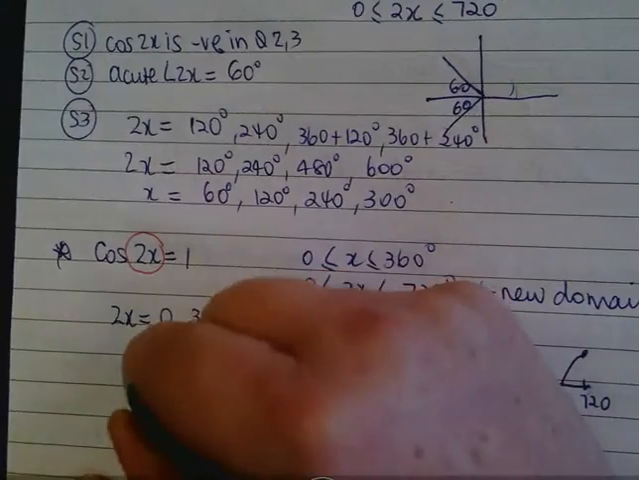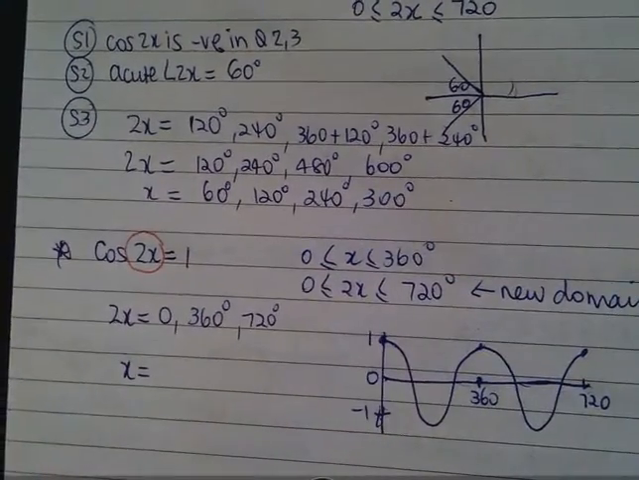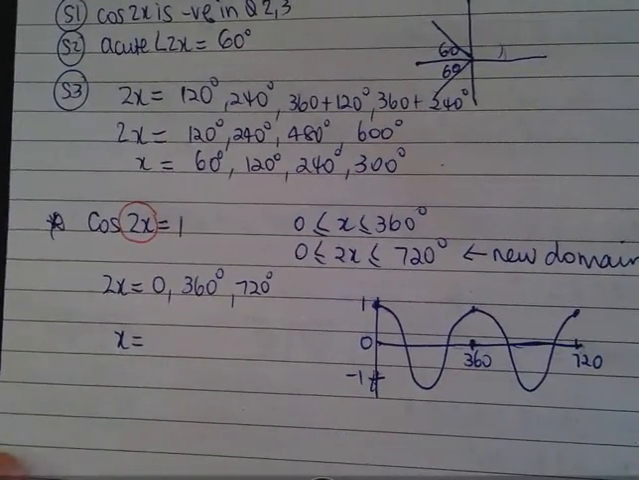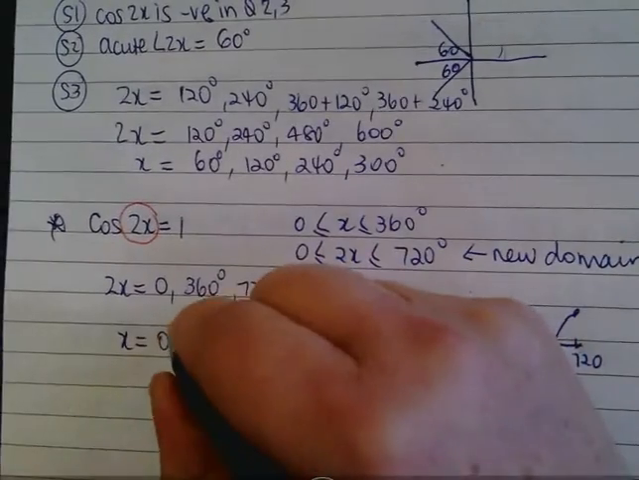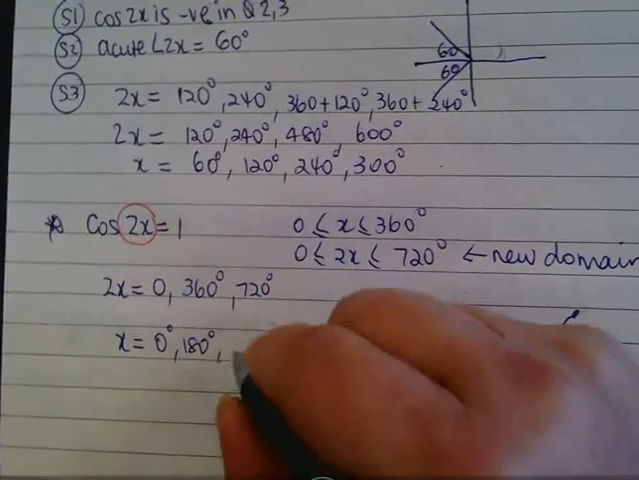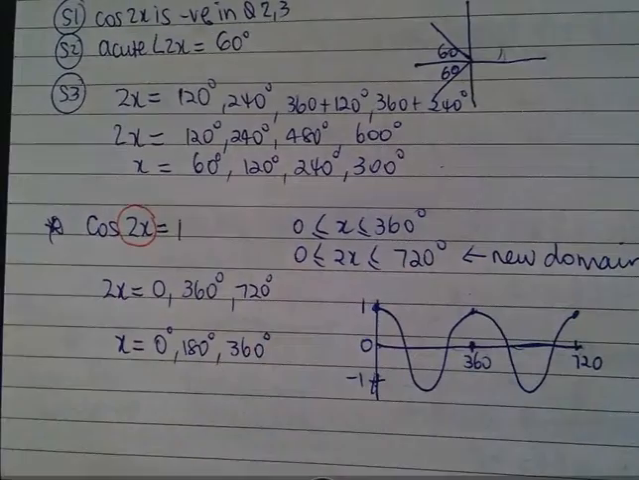Now remember, we're solving just for x, so what do we do? Divide. 0, 180, 360.